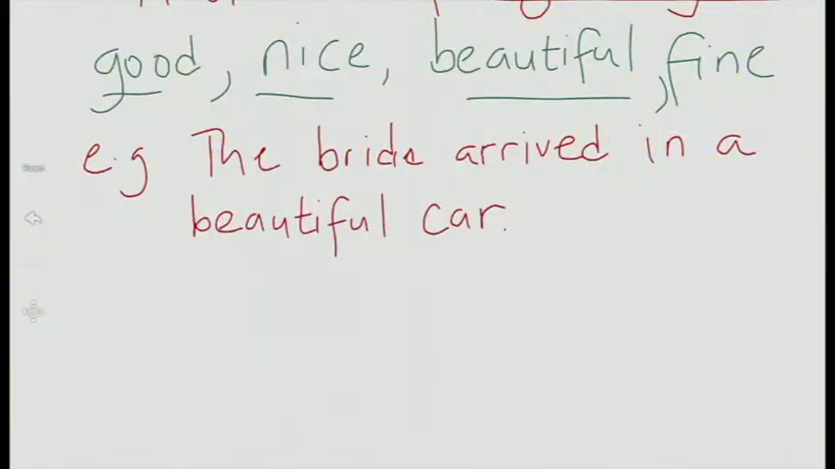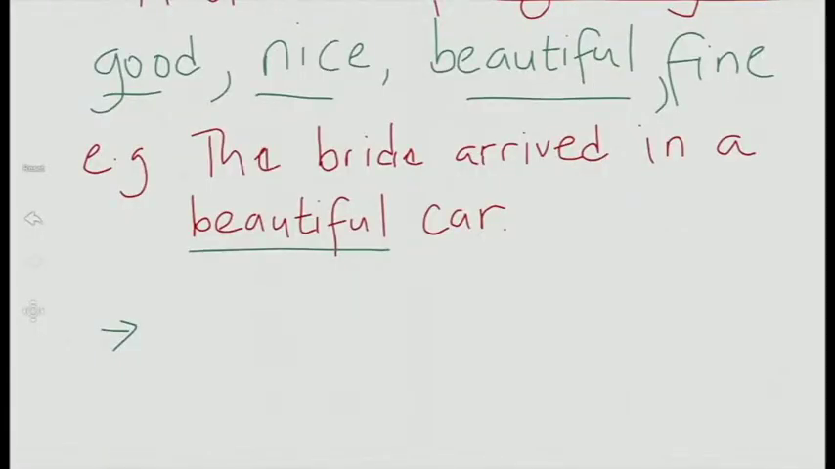So let's take an example of this sentence. The bride arrived in a beautiful car. When you say the car was beautiful, you are being vague. In what sense? What are the features in the car that make you say it was beautiful? How do you qualify that the car is beautiful? What are the striking features that make you conclude that the car was beautiful?